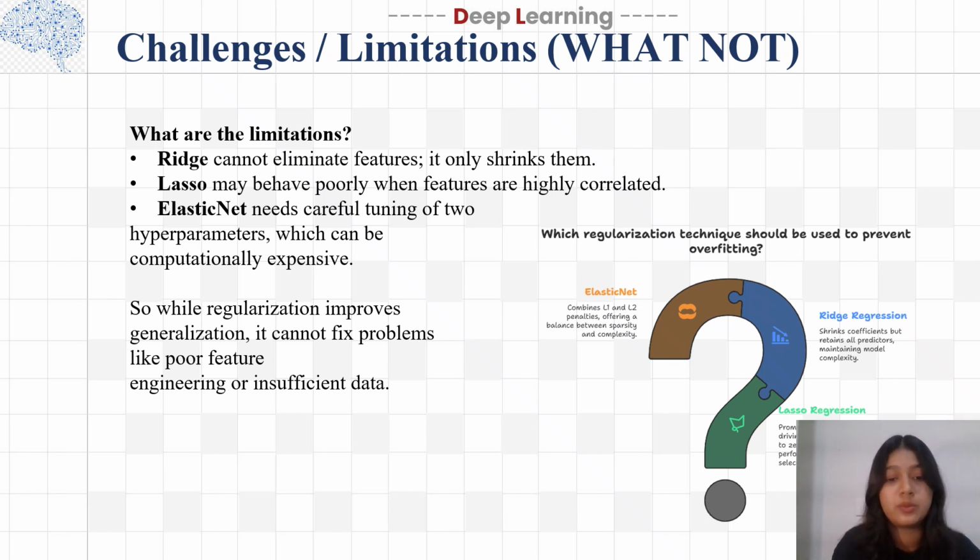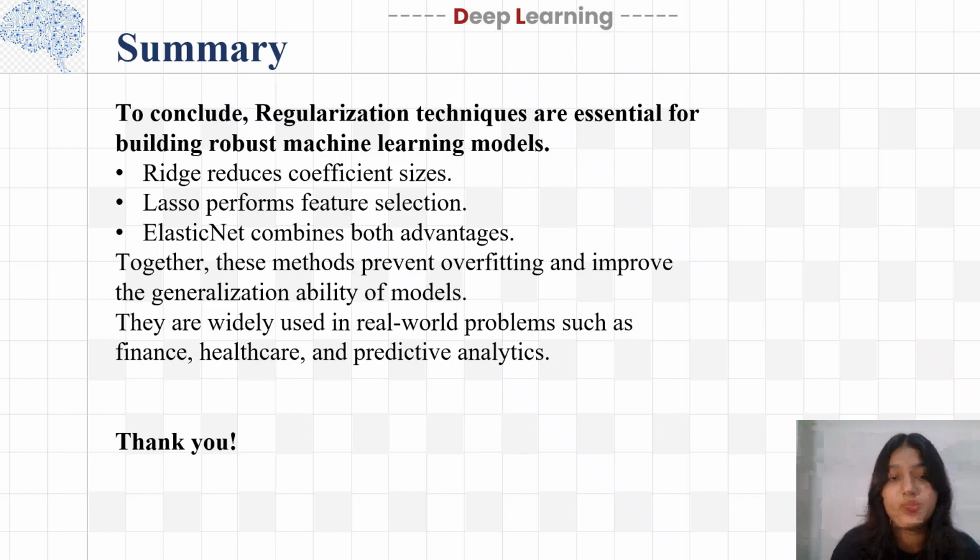Moving on to the next point, which will be the last point of this presentation, the summary and conclusion of this topic. To summarize, regularization is a fundamental toolkit for building effective machine learning models. Ridge regression shrinks the coefficients, Lasso performs automatic feature selection, and ElasticNet provides a robust middle ground. Mastering these techniques allows us to create models that not only perform well on paper but also in the real world.